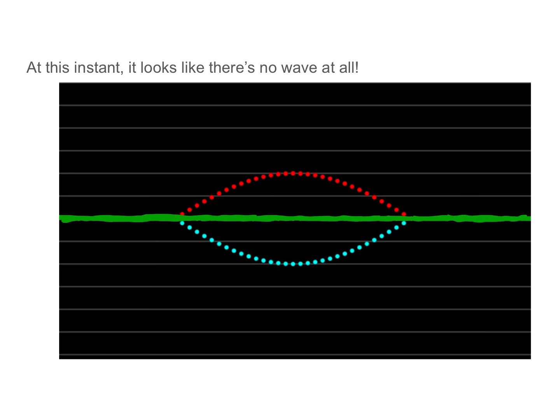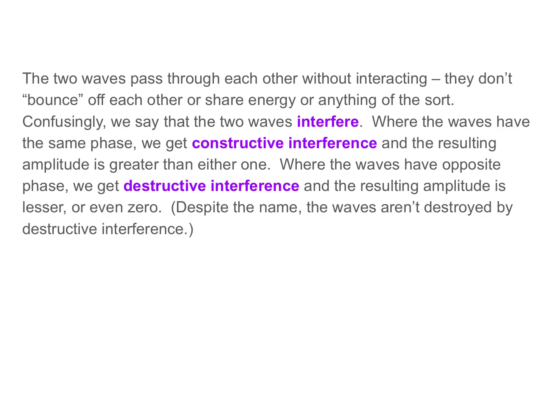If we were to take a picture, it would just be a flat medium, undisturbed, and we wouldn't know that there was a wave in it because waves are intrinsically time-based, so we'd have to see a little bit later as we moved on. This would mean, since there's no distortion in the medium, there's no potential energy storage in the medium either. It's entirely kinetic at that point. The two waves pass through each other without interacting. They don't bounce off each other or share energy or anything of that sort.